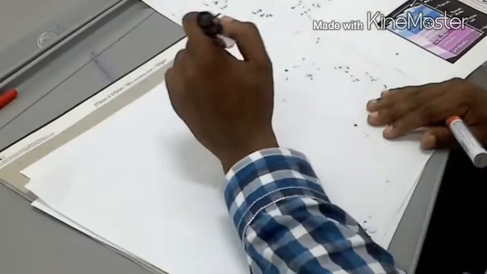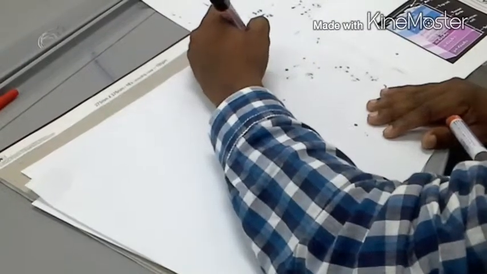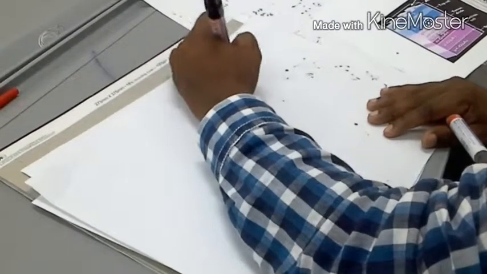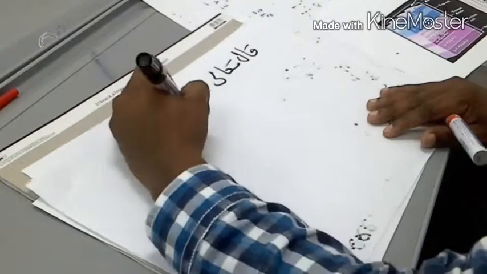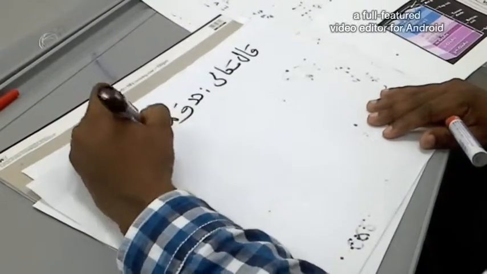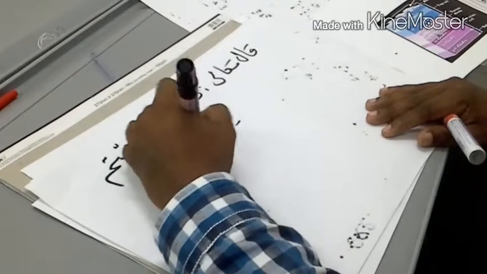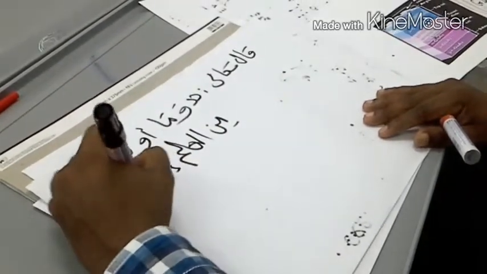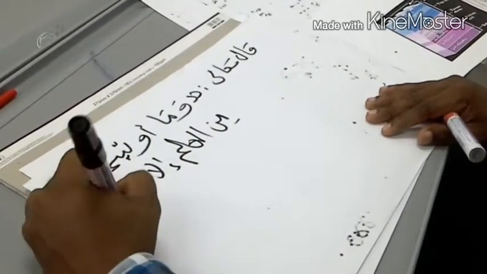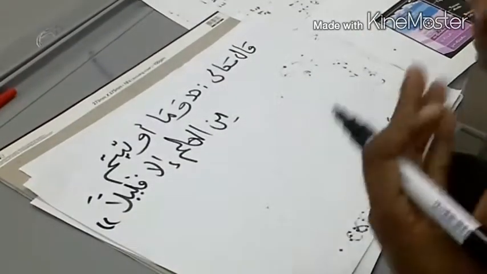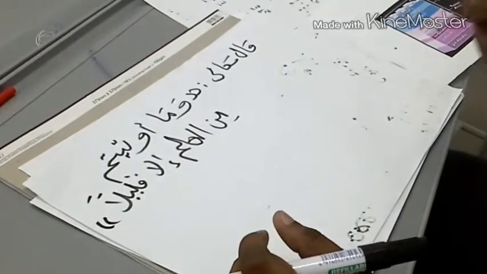Finally, we can see the last ayah that Allah subhanahu wa ta'ala says: وما أوتيتم من العلم إلا قليلا. Which means that Allah subhanahu wa ta'ala tells us that I have only given you a little knowledge.